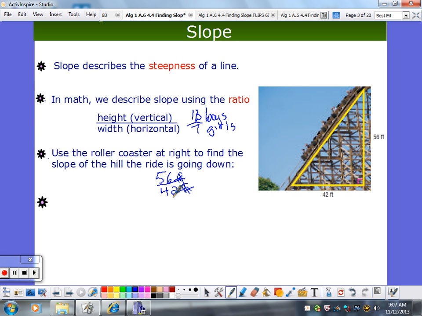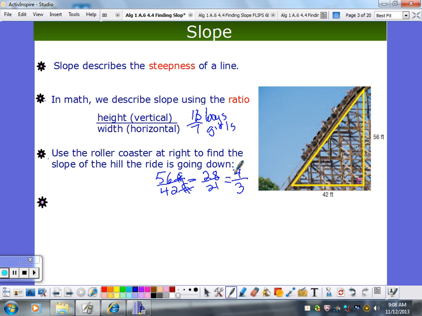Now, can I leave my ratio like this? No. So how can I reduce this? Do you see any common factors? 2? All right, so what do I get here? Looks like 28 over 21. Am I done reducing? No. I have another common factor, right? 4 to 3. So 4 to 3.